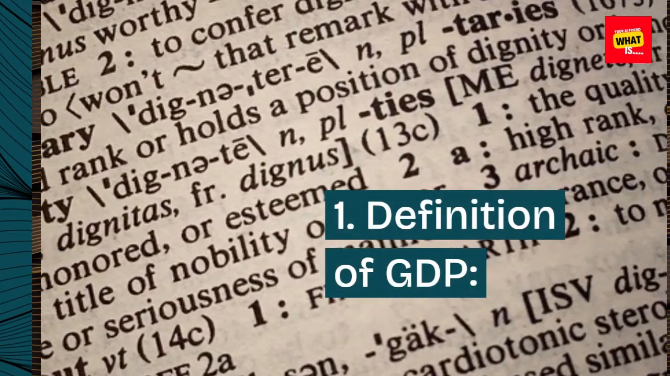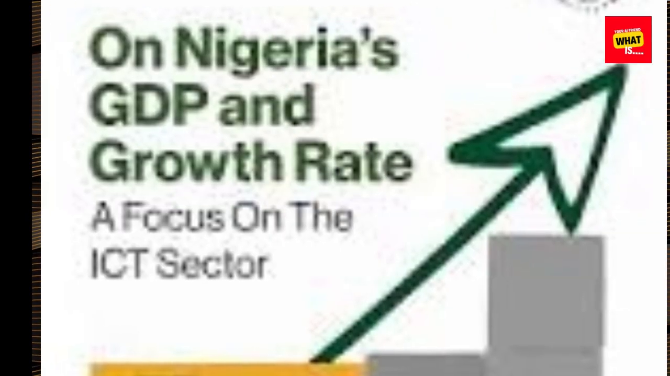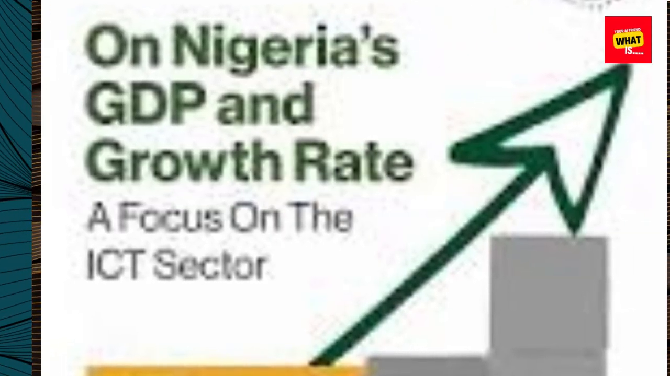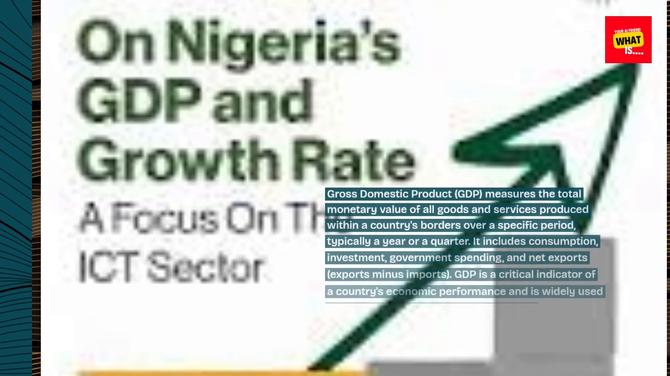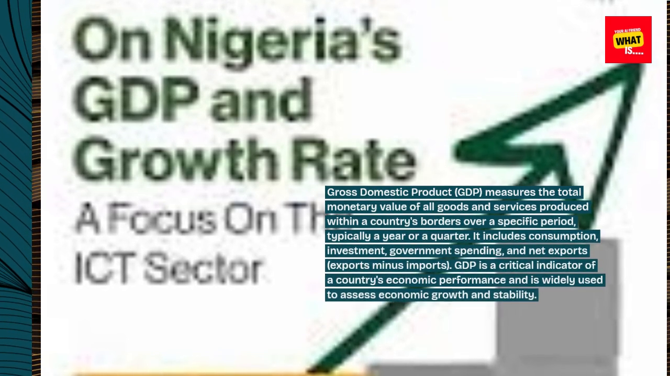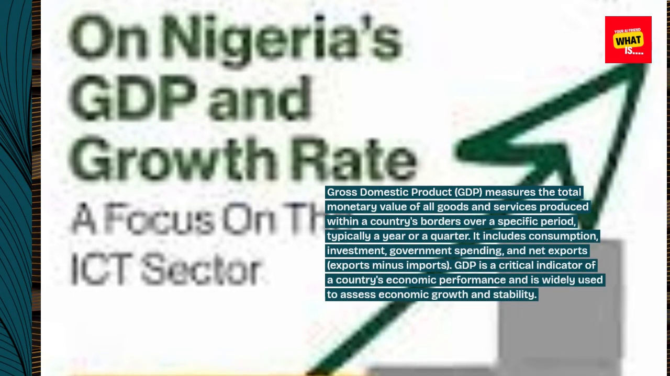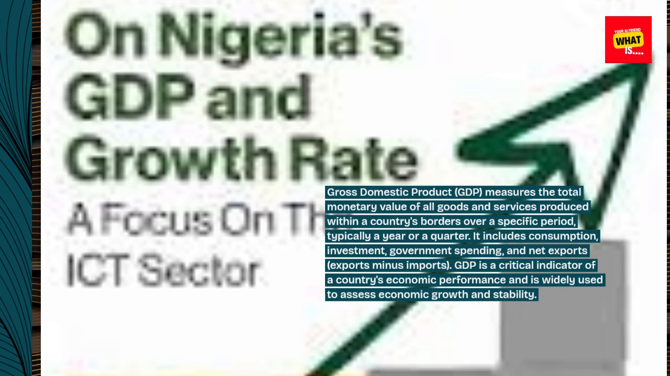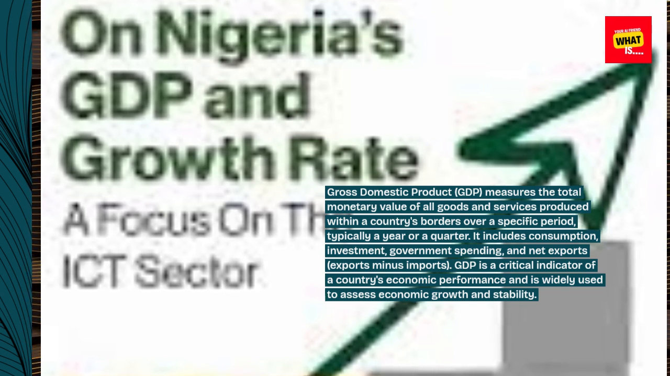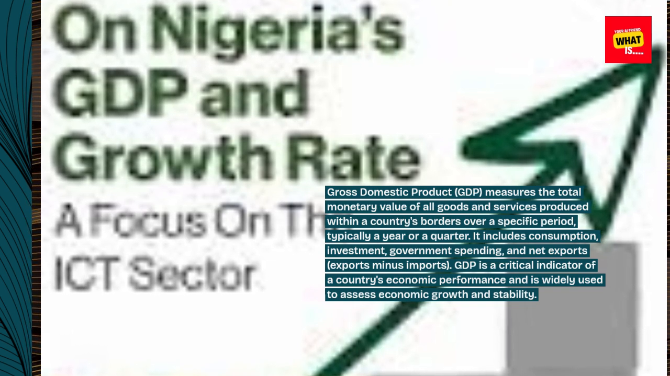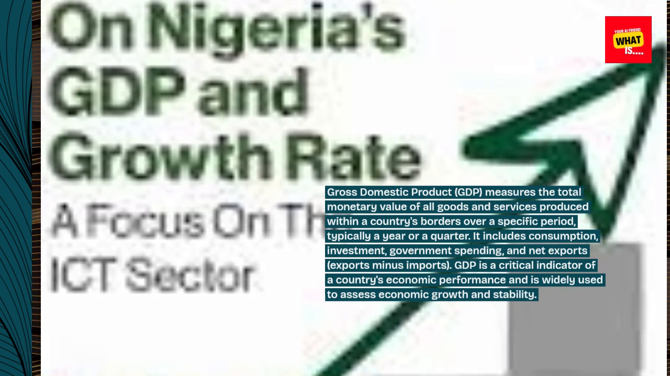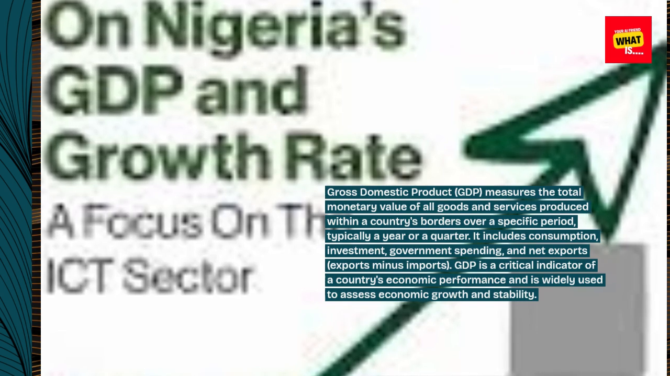1. Definition of GDP. Gross domestic product, GDP, measures the total monetary value of all goods and services produced within a country's borders over a specific period, typically a year or a quarter. It includes consumption, investment, government spending, and net exports, exports minus imports. GDP is a critical indicator of a country's economic performance and is widely used to assess economic growth and stability.